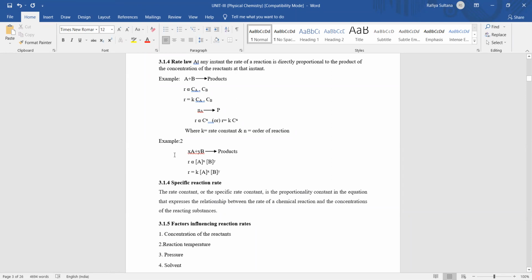So the rate law is a law where the rate of a reaction is directly proportional to the concentration of the reactants. What are the reactants here? A and B are the reactants, right? And what are the powers here?